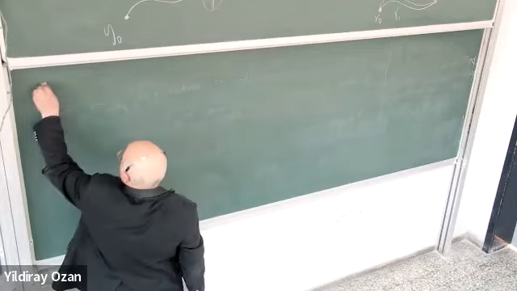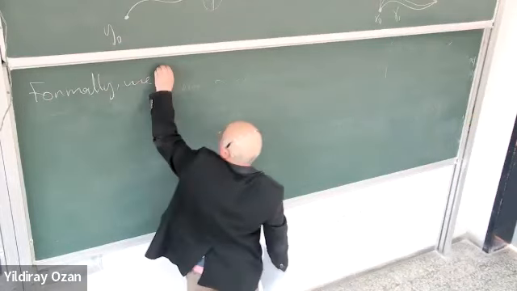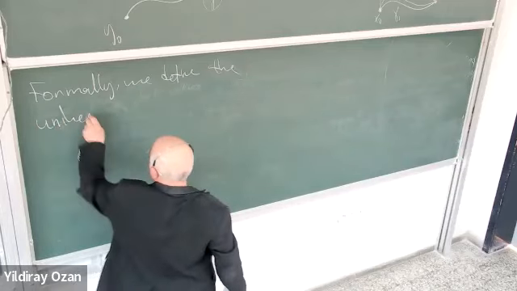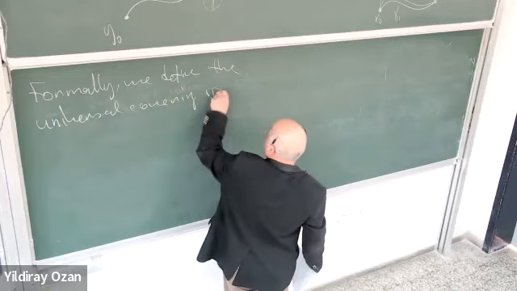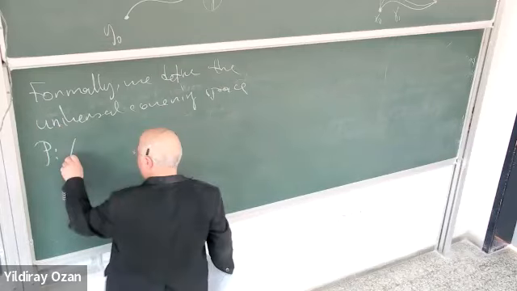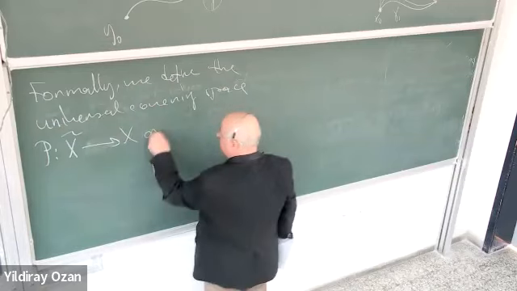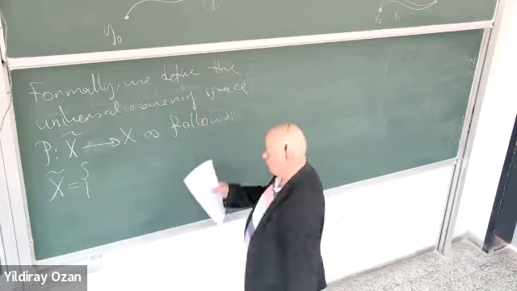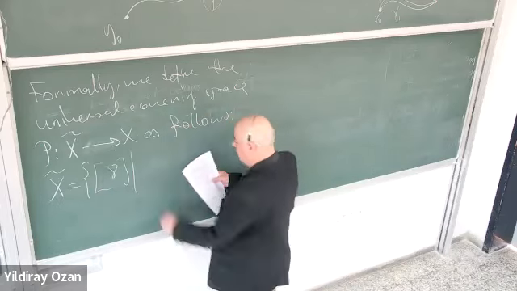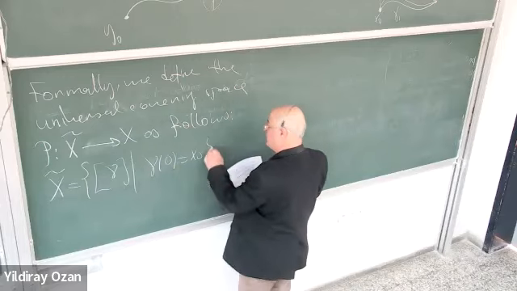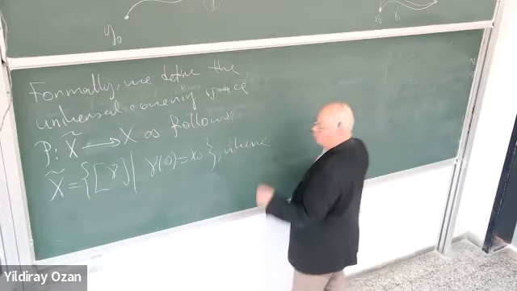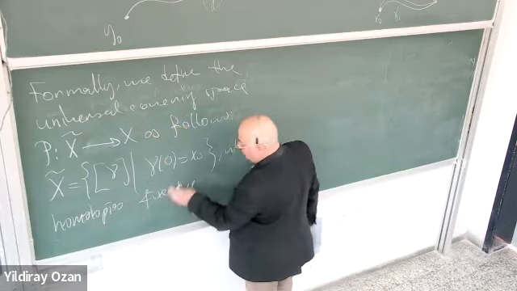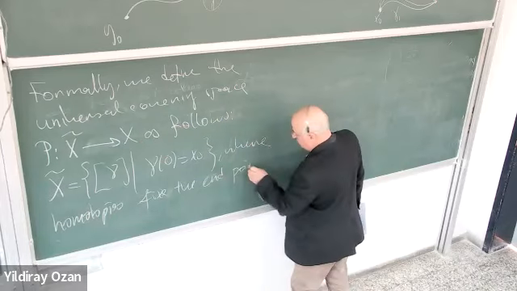Okay, now formally we define the covering space, the universal covering space, P from X tilde to X, as follows. As we said, X tilde is defined to be this gadget, homotopy classes of paths such that the path starts at X0, where homotopies fix the endpoints at all times.